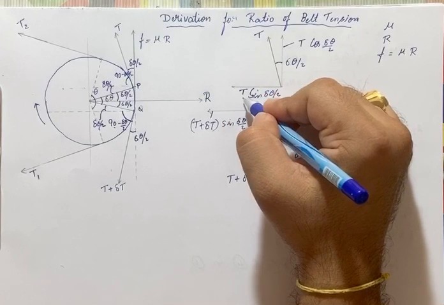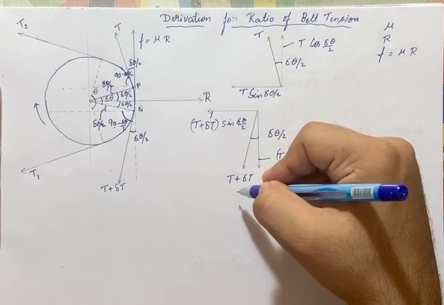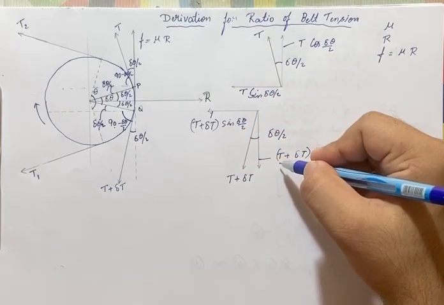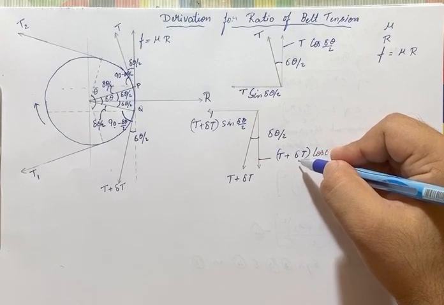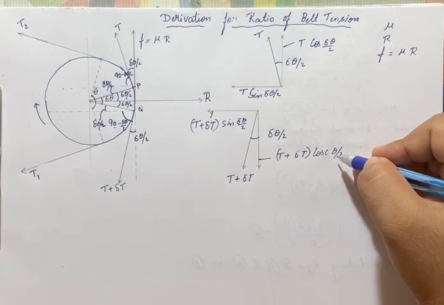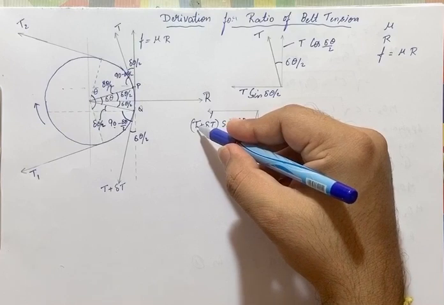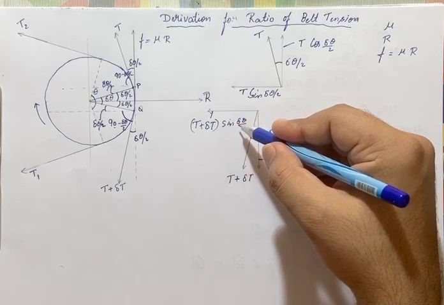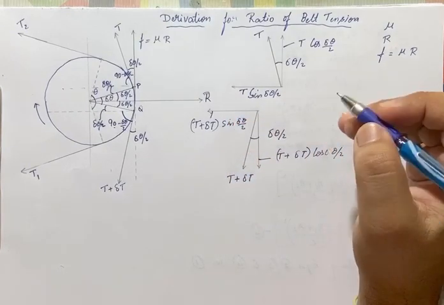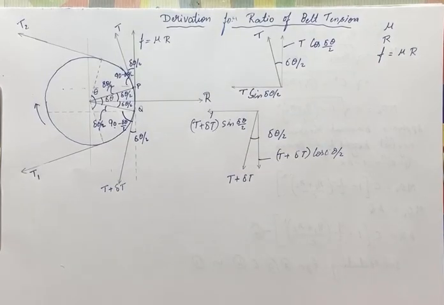In horizontal, it becomes T into sin delta theta by 2. For this, T plus delta T, in vertical it becomes T plus delta T into cos delta theta by 2. In horizontal, it becomes T plus delta T into sin delta theta by 2. Right.